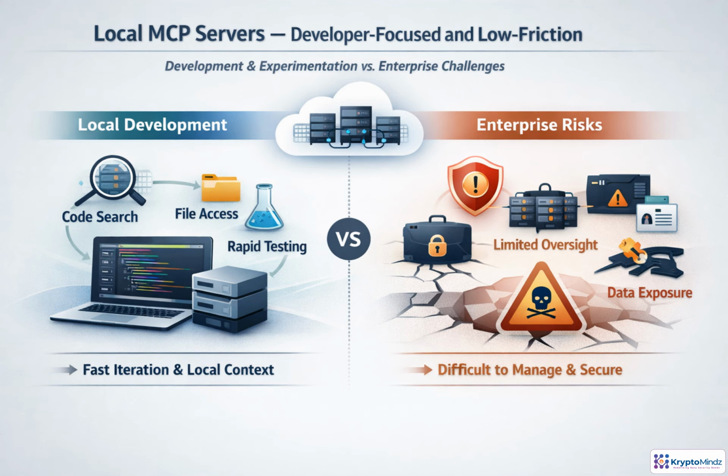Local MCP servers are especially useful when the user is a developer. They can search code, read local files, call workstation tools, and support quick experiments without waiting for a shared service to be deployed. That speed comes from proximity. The server can see context that a remote system may not have. But proximity also creates risk. If local servers can touch shells, secrets, repositories, or credentials, they become harder to monitor and govern consistently. Use them for low-friction development, but add constraints before treating them like enterprise infrastructure.